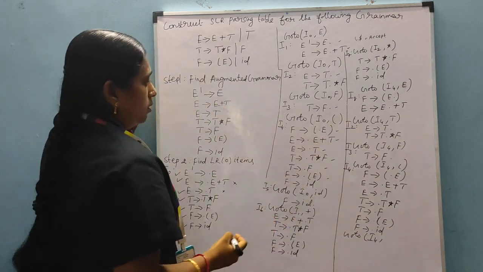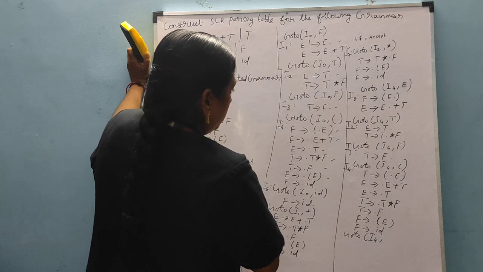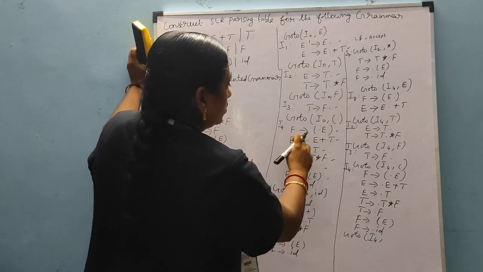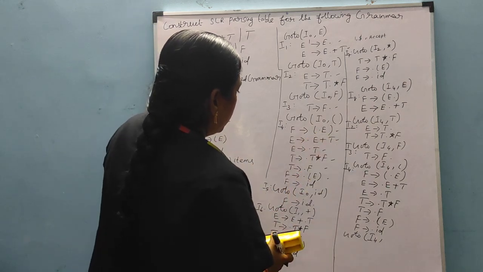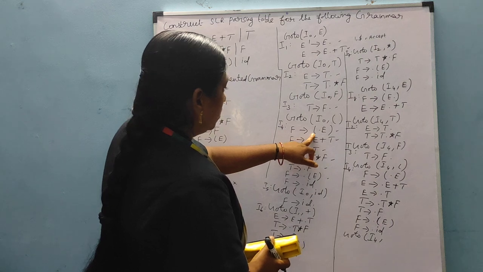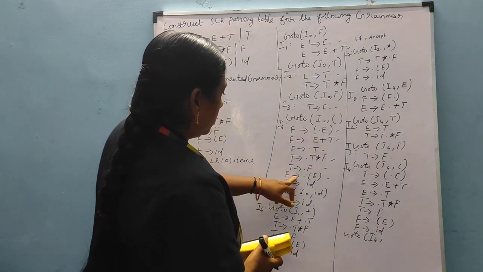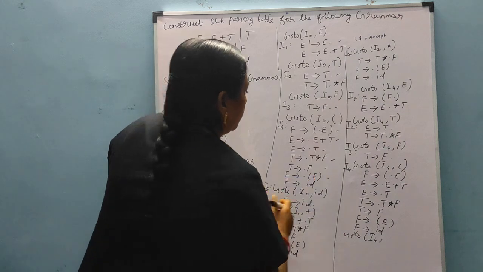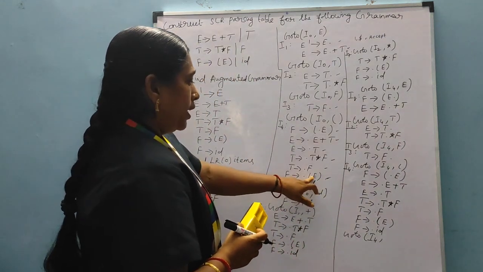I4 comma, this one I completed that. I4 comma open brackets. Is there any missing? Go to I4 comma F, completed. Yes. Then F. Yes, here. Up to this completed. I4 comma open bracket completed.